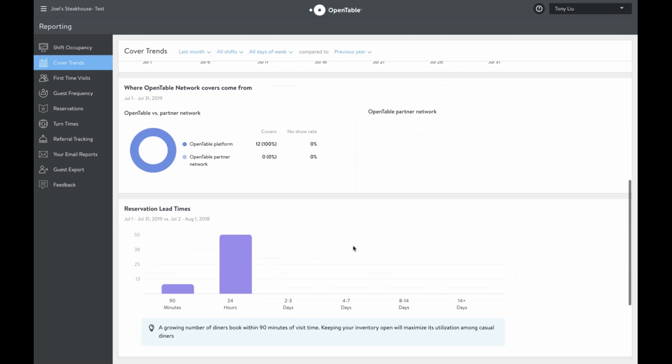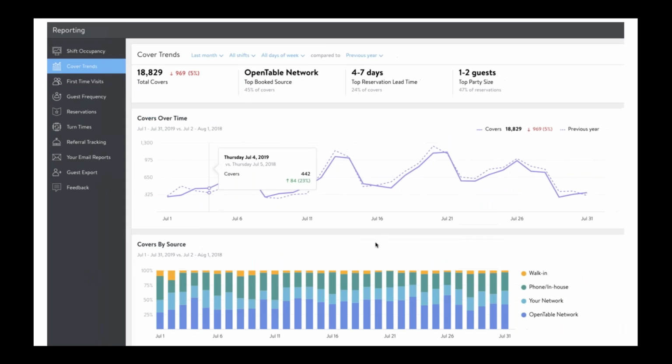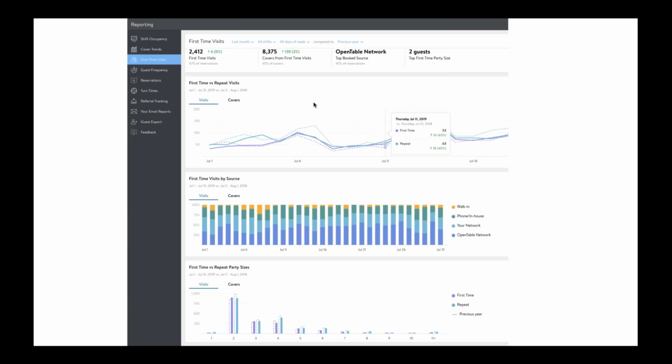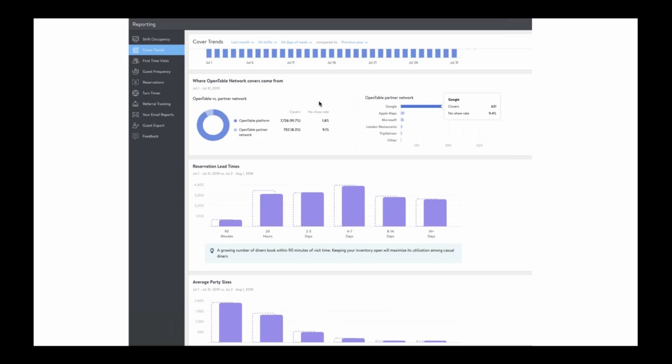The next tab over, I'm going to show you based on my next information here. This next covers trend area has three more reports, segments of this report that I want to make sure I cover, because this is a pretty cool tool. We just launched this report for you guys for GuestCenter: your OpenTable network covers, where they come from.